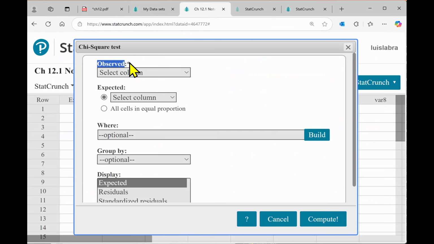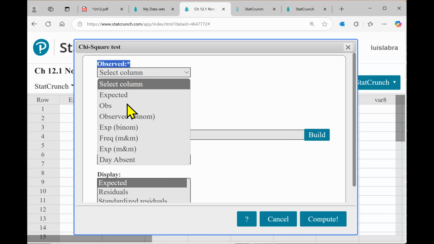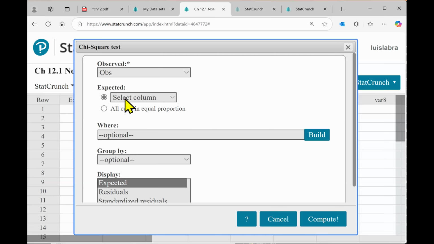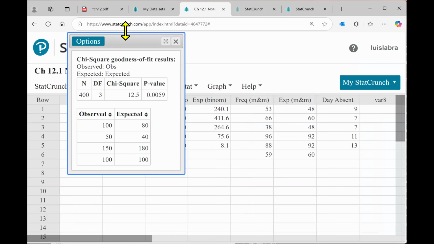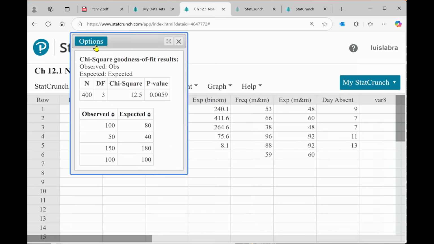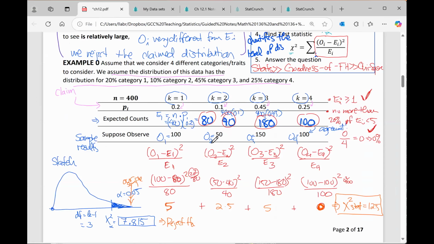Notice they're asking where your observed is. This is your sample information. And then where is the expected? That is all you need to do. You press compute, and StatCrunch has gone through the work of determining the chi-squared test statistic. Notice it's 12.5. That is what we got. They also find the p-value, 0.0059. So just like that, this is our goodness of fit test.